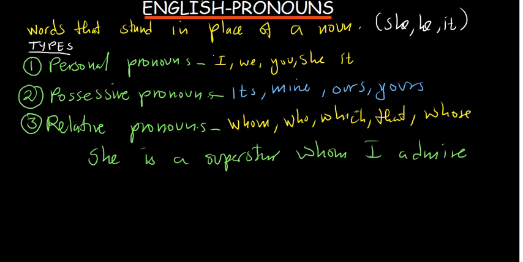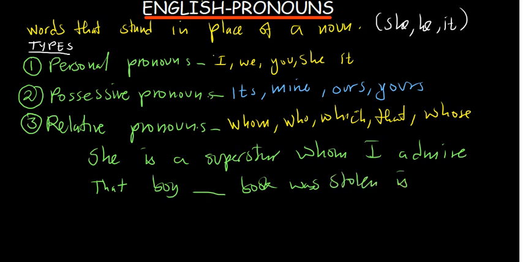We can also use whose. For example, that boy whose book was stolen is going to school. That boy whose book was stolen is going to school. So you need to know which relative pronoun to use when they've given you sentences. Let me write that. That boy dash book was stolen is going to school.